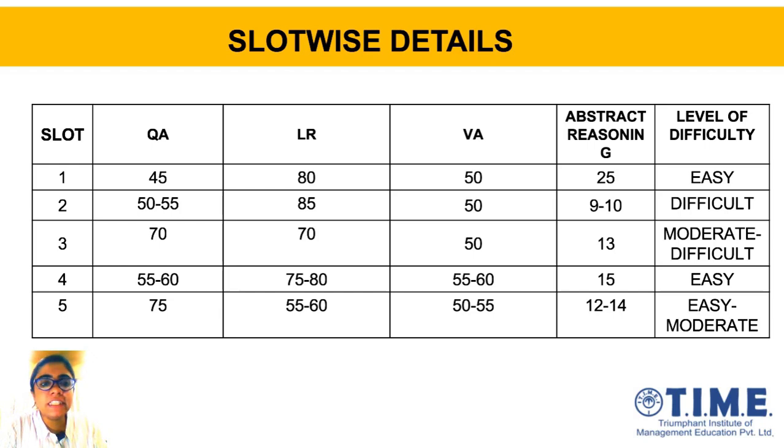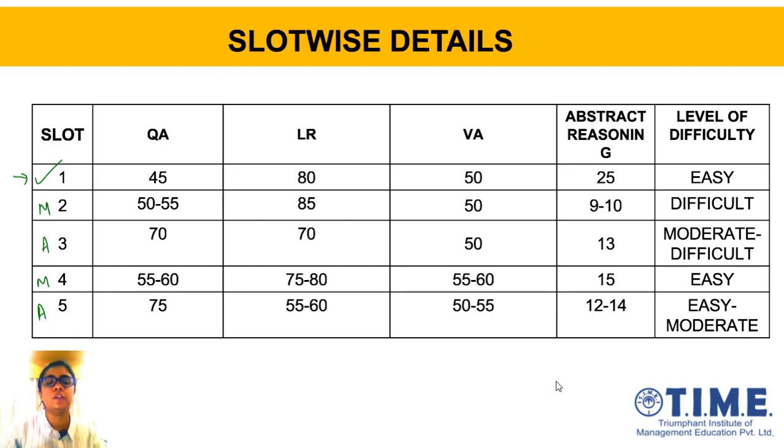Alright, so this year CET happened across 5 slots. On 23rd August, there was only one slot, the afternoon slot. On 24th August, there were 2 slots, morning and afternoon. And similarly, on 25th August, there were 2 slots, morning and afternoon. I have shared the details across slots: how the paper was, how many questions were asked, and what the difficulty level was.